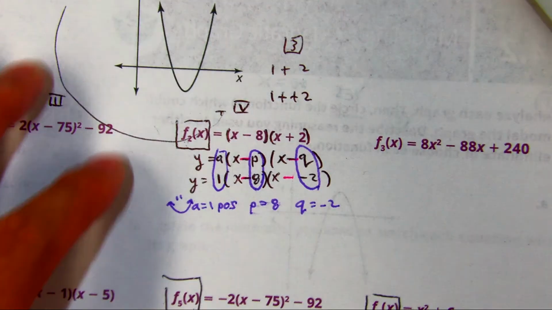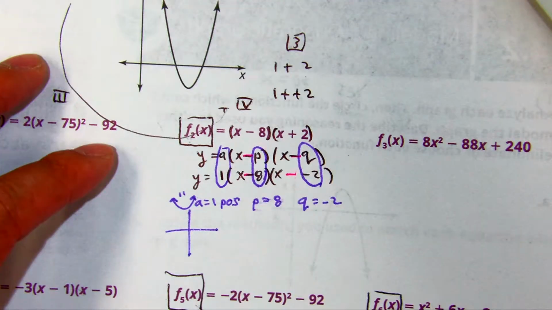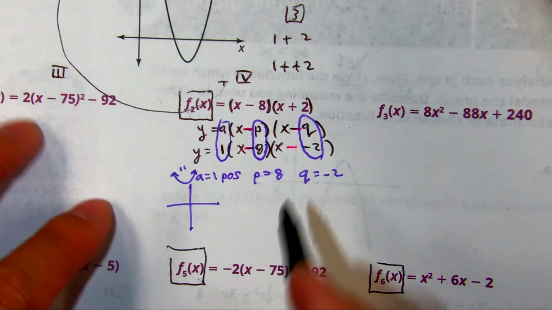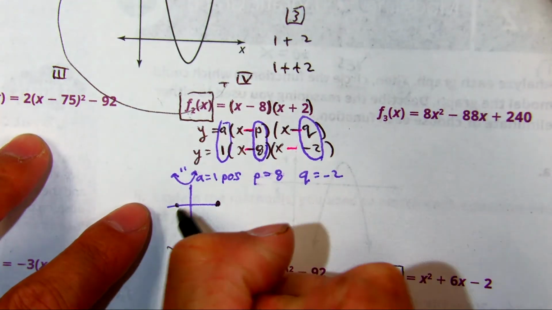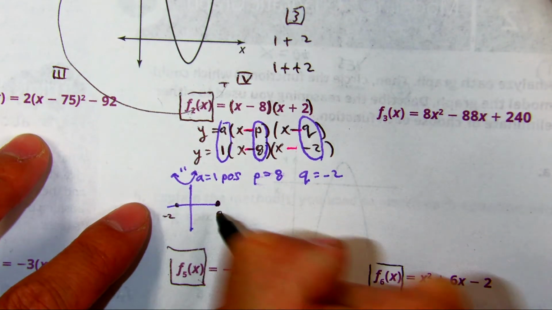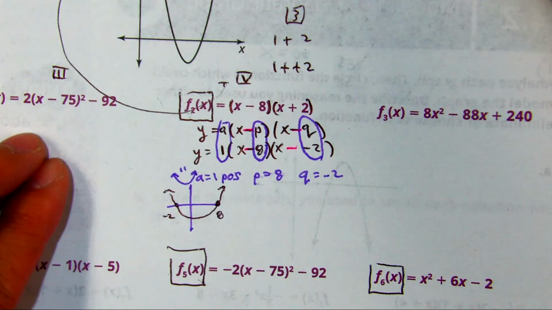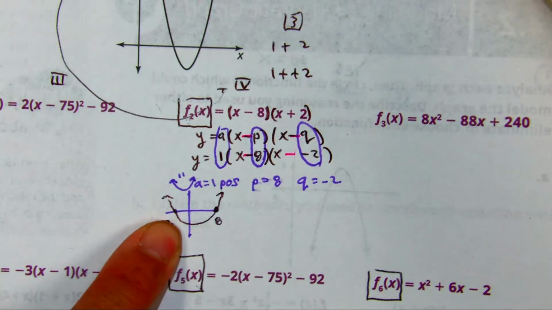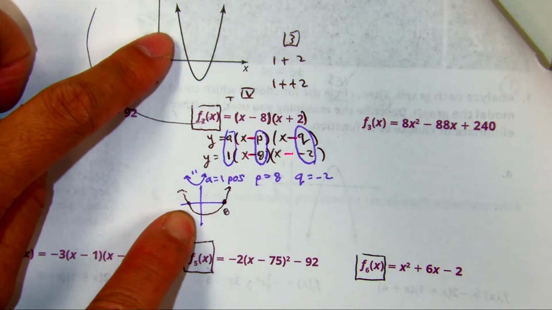Let's draw ourselves a quick graph. And I'm going to see if that matches the graph above. I have 8. I have negative 2. And it opens up. Now I'm going to do the describing part, the second big part. I notice that both the graphs open up, but this does not exactly match.